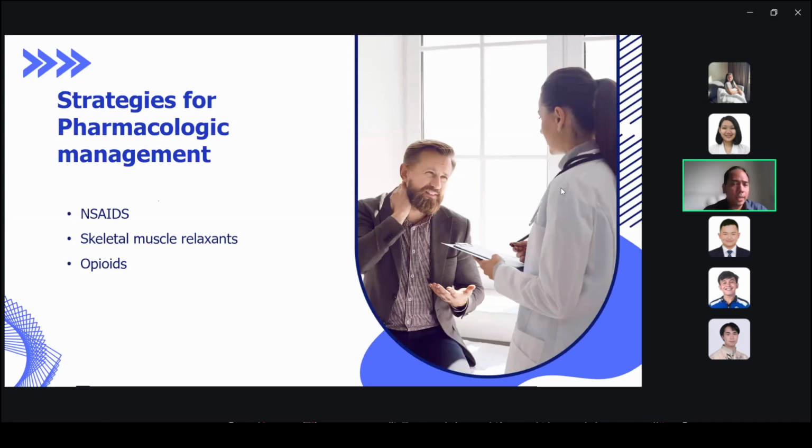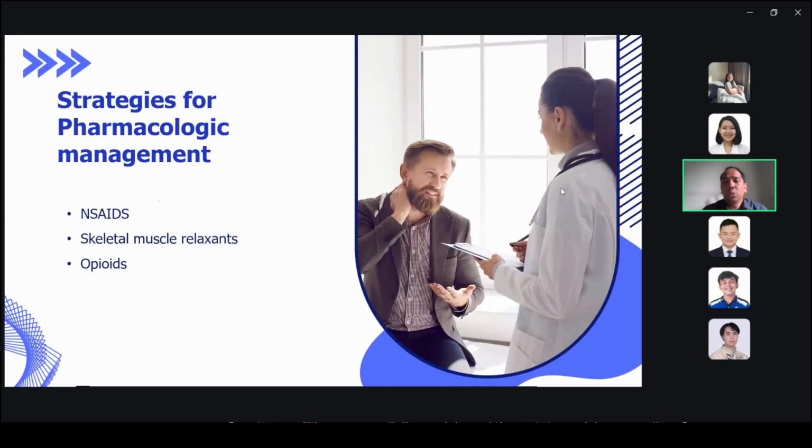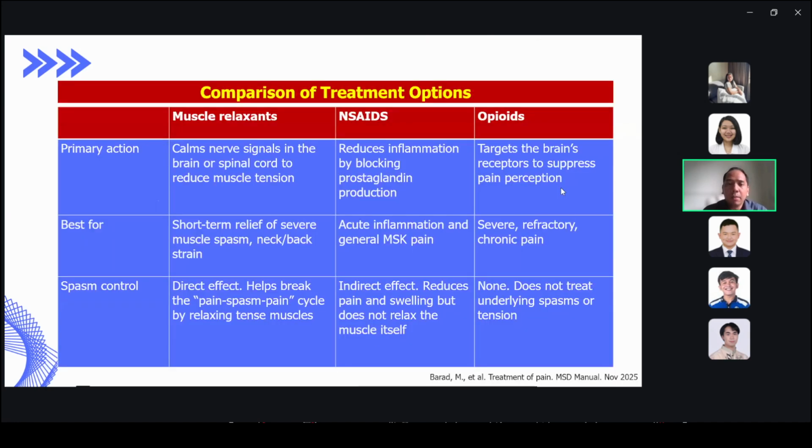That's why when we manage these patients, we must also understand the pathophysiology of muscle pain and spasm. Because when we manage these patients, we will be giving them the NSAIDs. So we must know kung ano yung work or mechanism of action of your NSAIDs, as well as the mechanism of action of your skeletal muscle relaxants and opioids. Historically, these are the medications that parang binibigay natin sa mga patients na ganito. But we'll try to look at the comparison of the treatment options.